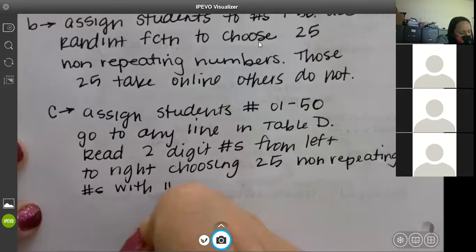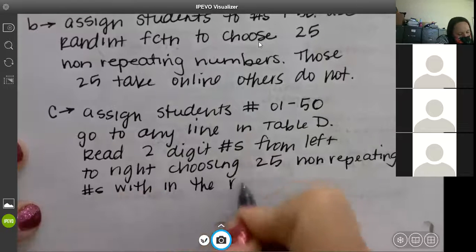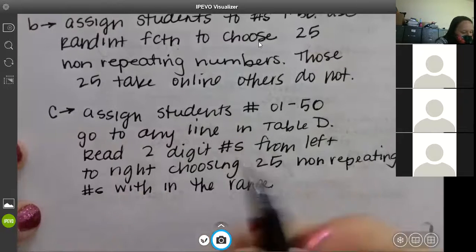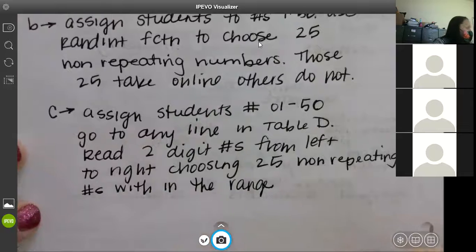Why would I do that? I should have put that together. Sorry. Within the range. That should be one word. Sorry, I know that it's one word. Why does it have to be within the range? You can't pick a student that doesn't exist.